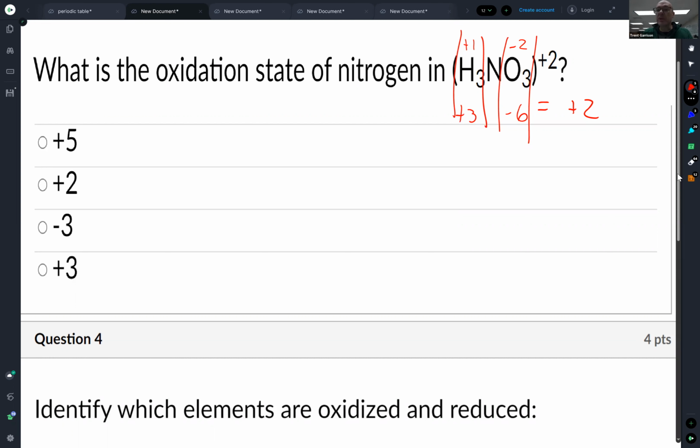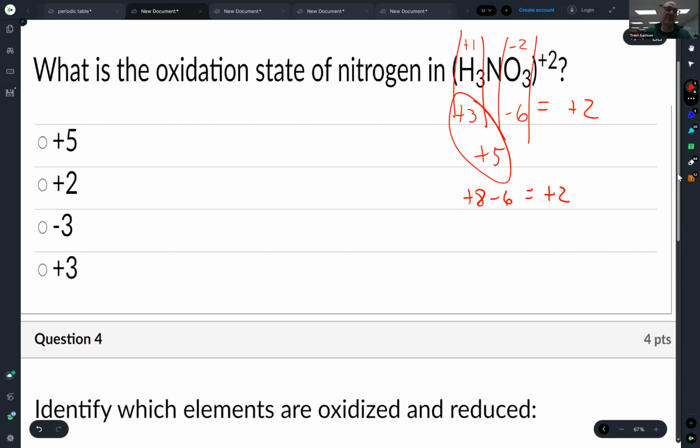What we need it to end up being is more than that. So I'm going to have a +5, because if I have that, that's going to give me a +8 here. -6 would be the +2. So my nitrogen needs to have the +5 charge.